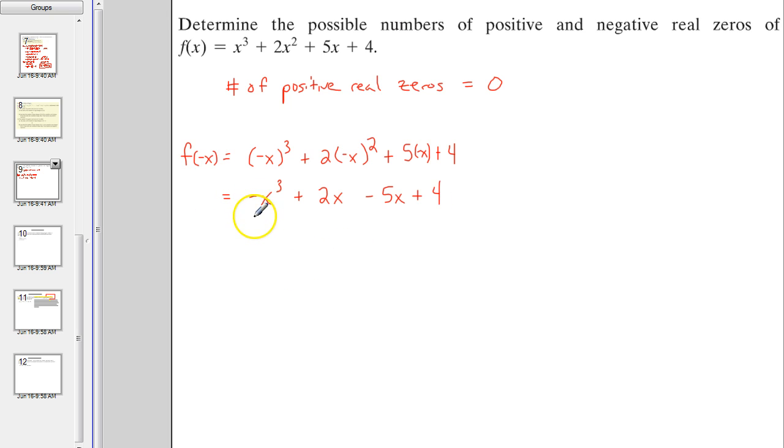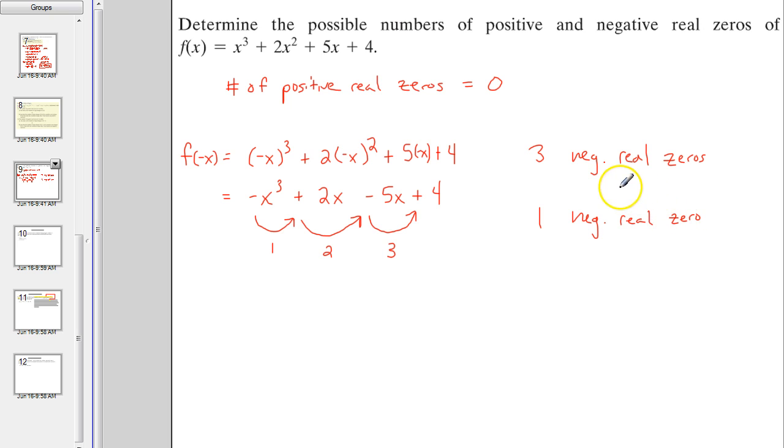Now we count the sign changes. From here to here is 1 sign change. From here to here is 2 sign changes. And then from here to here is 3 sign changes. Okay, so we have 3 sign changes, so 3 negative real zeros are possible. Alright, 3 minus 2 is 1 negative real zero is possible. Okay, but we can't have 2 negative real zeros. We can't have 0 negative real zeros.